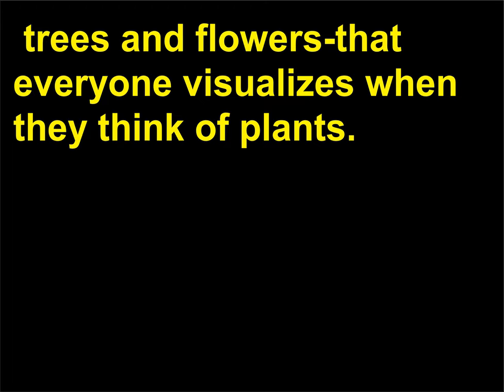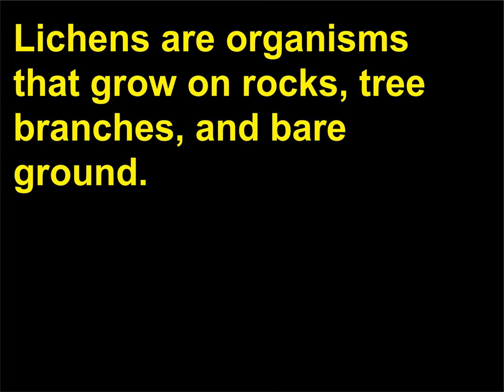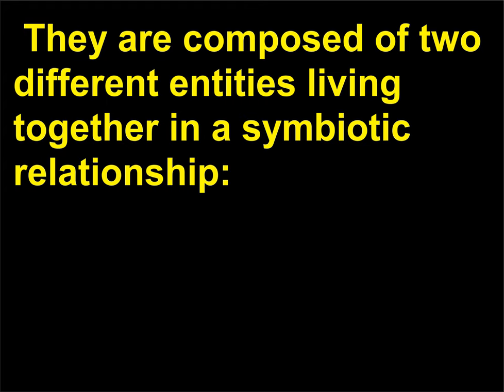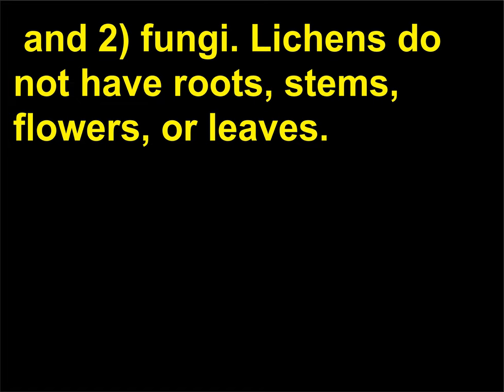What are lichens? Lichens are organisms that grow on rocks, tree branches, and bare ground. They are composed of two different entities living together in a symbiotic relationship. 1. A population of either algal or cyanobacterial cells that are single or filamentous. And 2. Fungi. Lichens do not have roots, stems, flowers, or leaves.